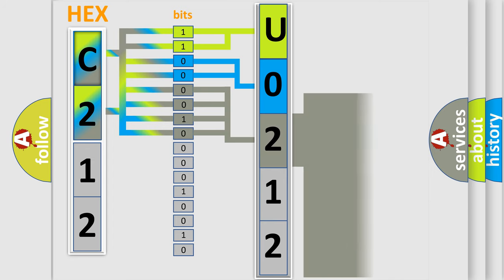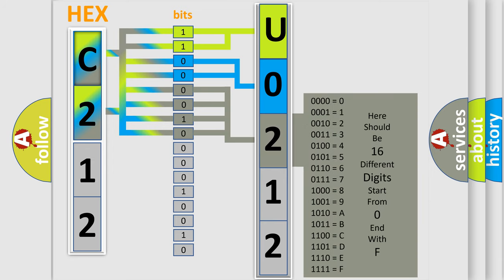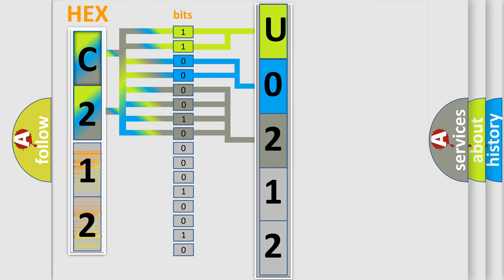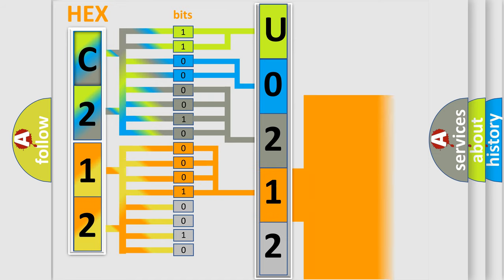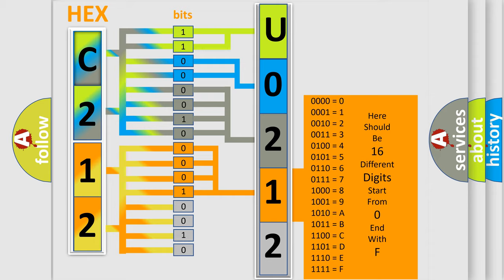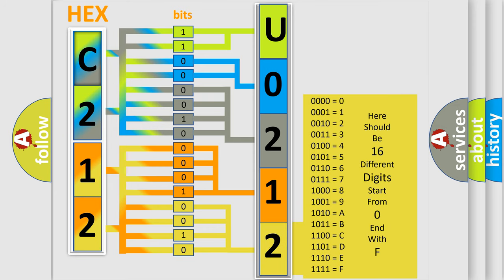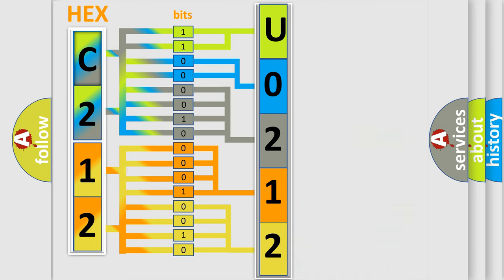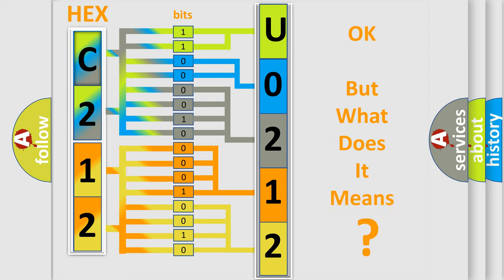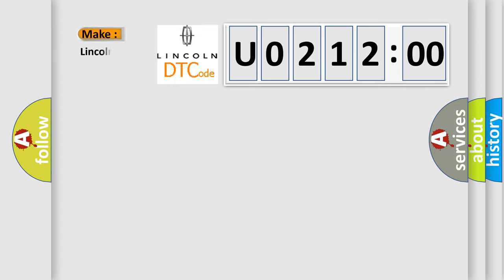The second byte is composed of a combination of 8 bits. The first 4 bits determine the fourth character of the code, and the combination of the last 4 bits defines the fifth character. A single byte conceals 256 possible combinations. We now know in what way the diagnostic tool translates the received information into a more comprehensible format. The number itself does not make sense to us if we cannot assign information to what it actually expresses. So, what does the diagnostic trouble code U0212-00 interpret specifically for Lincoln car manufacturers?